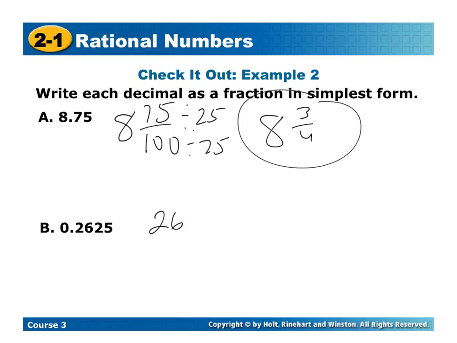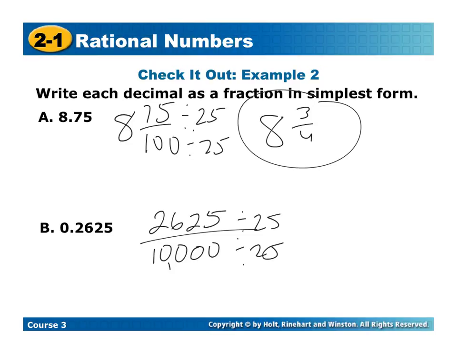Here we have 2,625 10,000ths. Like I said, I like to remember and just count the number of zeros that I need according to my place value. Now here, each of these would be divisible by 25 again. So if you do 2,625 and you're dividing it by 25, you get 105.